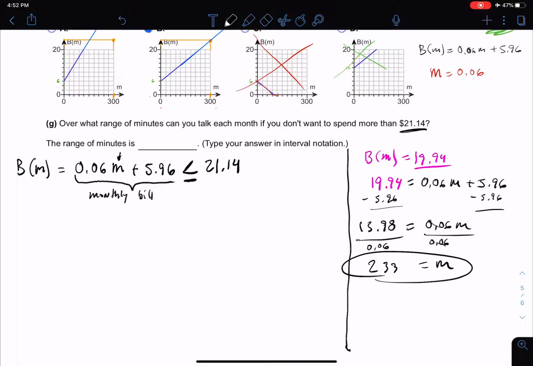Now notice I have my less than symbol. So if I were to try to speak this more in English than in math, I would say, okay, I want my monthly bill to be less than or equal to $21.14. That sounded pretty mathematical, I think. But anyways, instead of talking about this equation, I was trying to say my monthly bill instead of all this stuff on the left. But if you can set that up, then the rest of it's not too bad. All we have to do is solve.